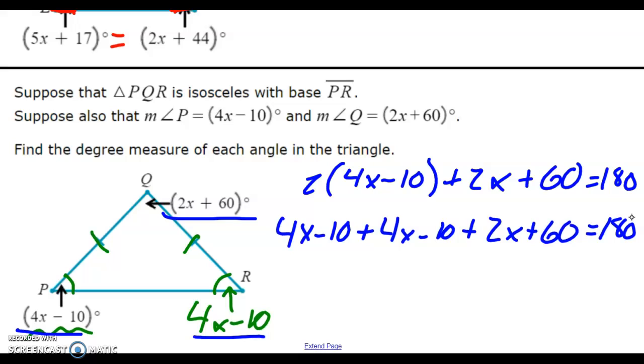Again, you're going to solve for x. Make sure you're answering the question that they're asking. You're finding the degree measures. So once you have x, you'll plug x in, get the actual degrees. Okay? I hope this helps you all get started.